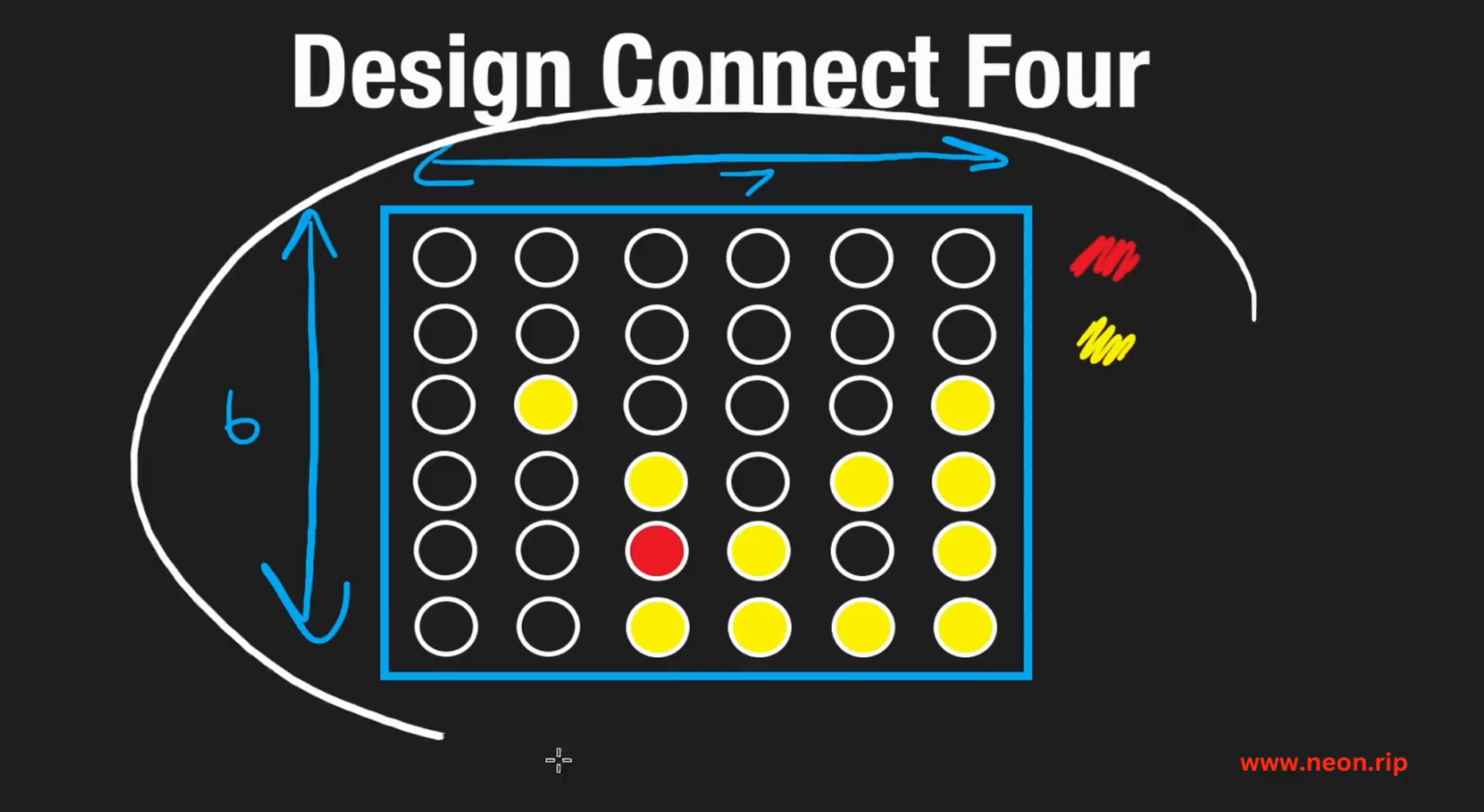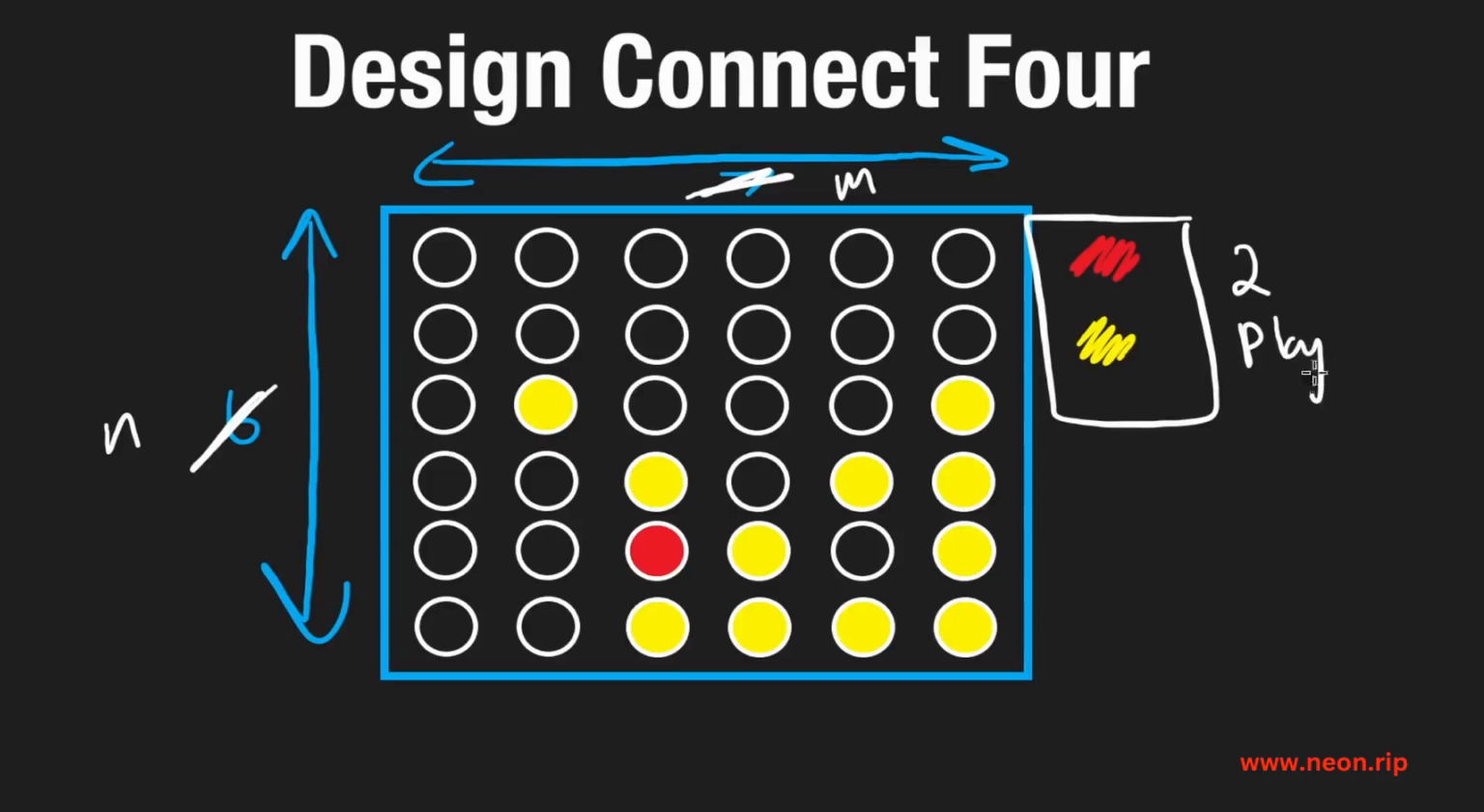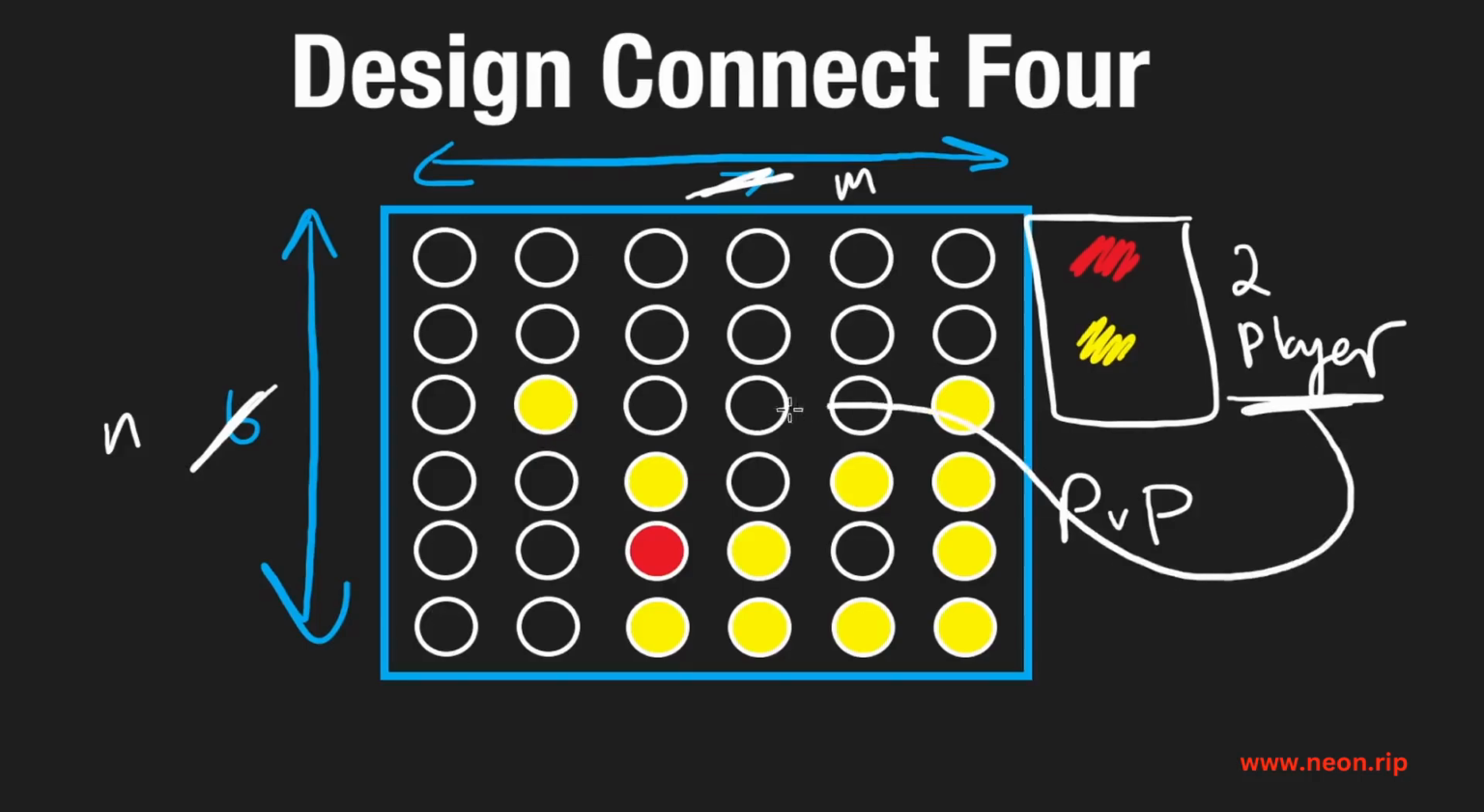Let's say for this problem, the rules are going to be pretty similar to what I said. We just need to connect 4 pieces horizontally, vertically, or diagonally. But in this case, the grid should be of variable length. So we could have an arbitrary number of rows and an arbitrary number of columns. But we are going to keep this as being a 2-player game.